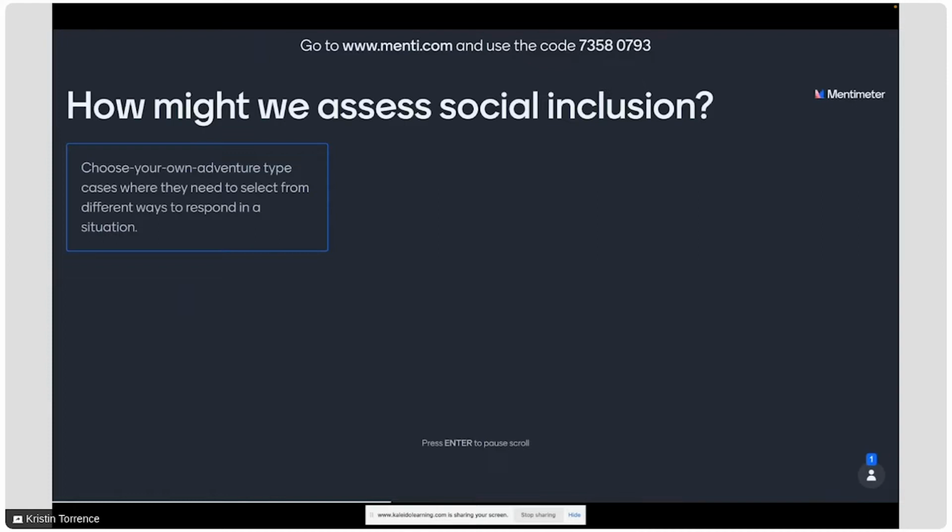Choose your own adventure type cases where they need to select from different ways to respond to a situation. Ooh, I like that. Body language.